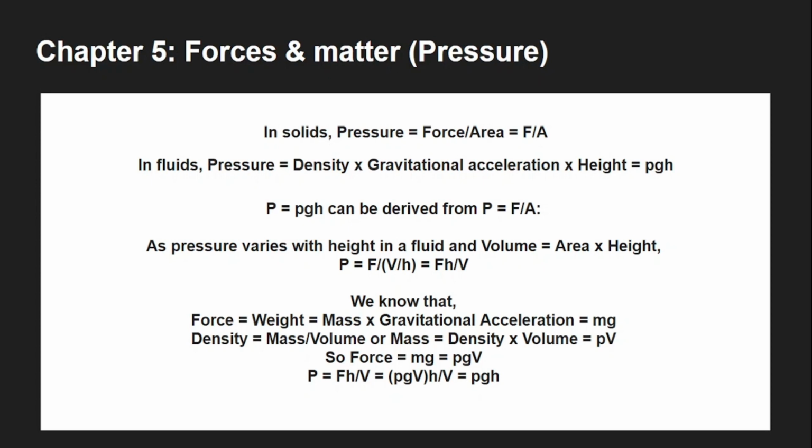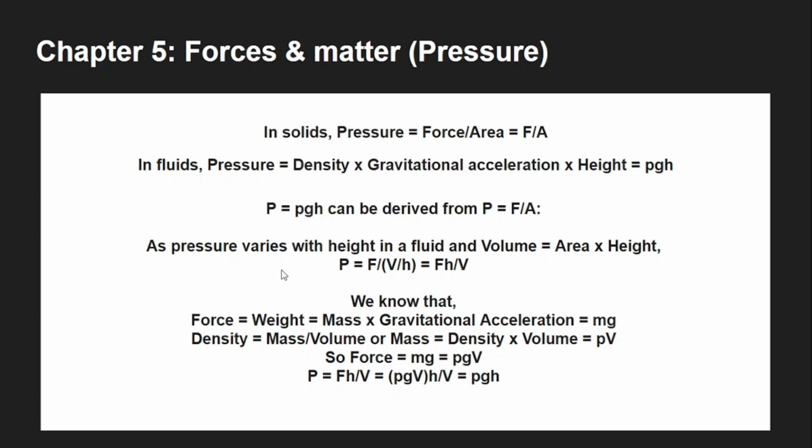So to find the pressure in a fluid, it's perhaps more useful to find a formula that links the density of the fluid and the height of the fluid to the pressure, and that is the formula rho g h. So rho is this tiny p here, g is the gravitational acceleration, and h is the height within the fluid where we're trying to measure the pressure. And the two formulae, the pressure for solids and the pressure for fluids, can be equated to one another, or you can actually get the pressure in fluids formula from the pressure in solids.